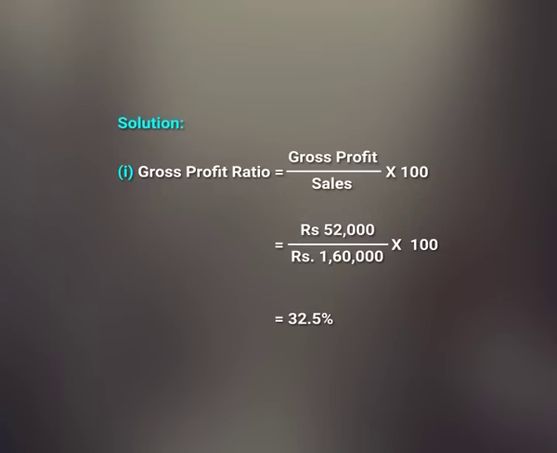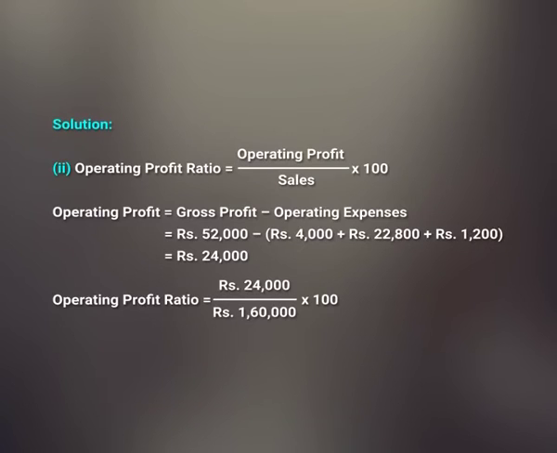Now we will see the solution to this. The first one is gross profit ratio. Gross profit ratio is equal to gross profit divided by net sales multiplied by 100, which is equal to rupees 52,000 divided by rupees 1,60,000 multiplied by 100, which is equal to 32.5%. The second one we have to calculate is operating profit ratio.